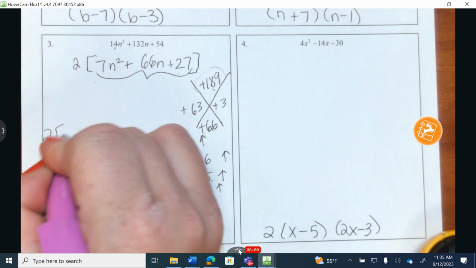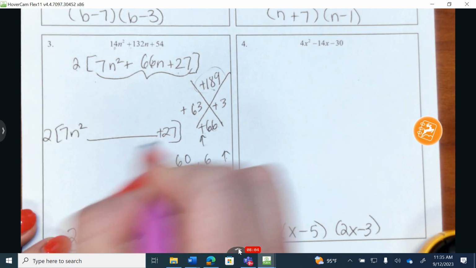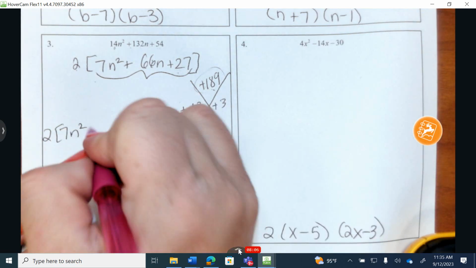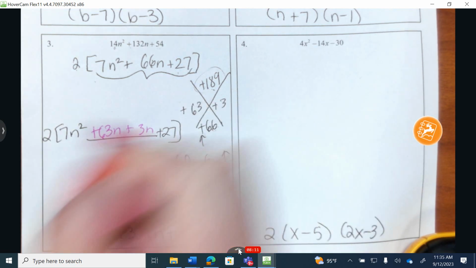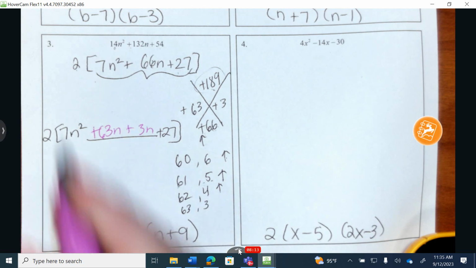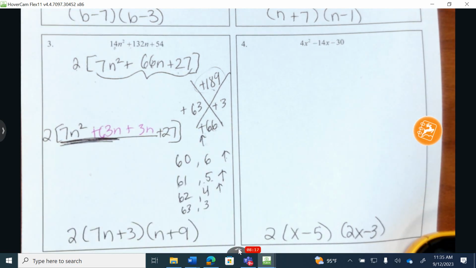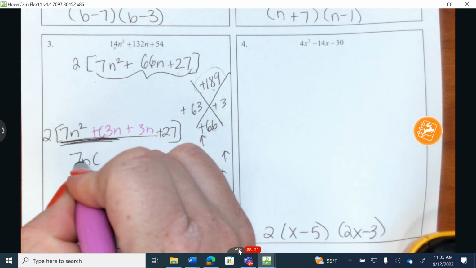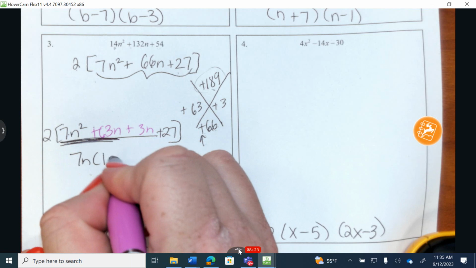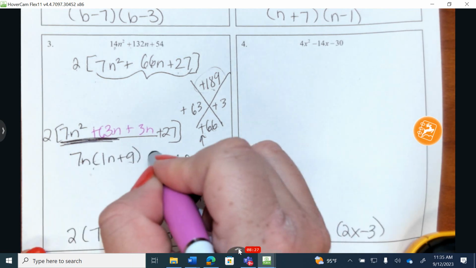Leaving the 2 out front, I have 7n squared plus 27. And what goes in the middle is a positive 63n and a positive 3n. Okay, I'm underlining these first two numbers here, and I'm using the factoring by group method. So I'm able to factor out a 7 and an n. 7 times 1 is 7, I need 2 n's. 7 times 9 is 63, and I need an n.